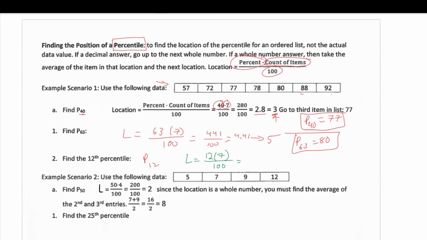Divided by 100. Well, 12 times 7 gives us 84. Over 100 is 0.84. Again, we're going to have to round up to 1. And 1 is the locator. Okay, so it's just going to be that first one here. So we say the 12th percentile is just the first data value, 57. All right, go ahead and try the next problem here.